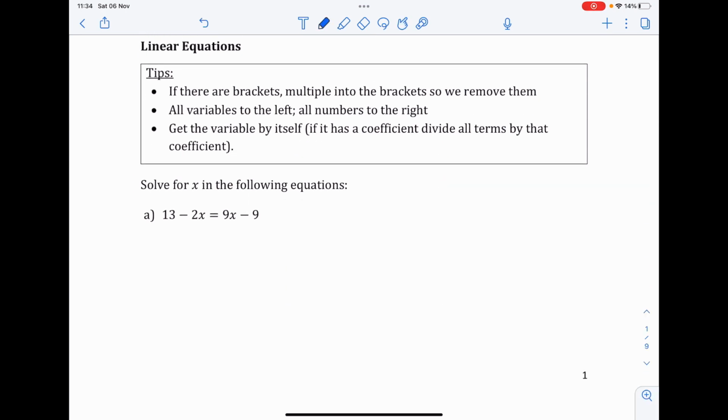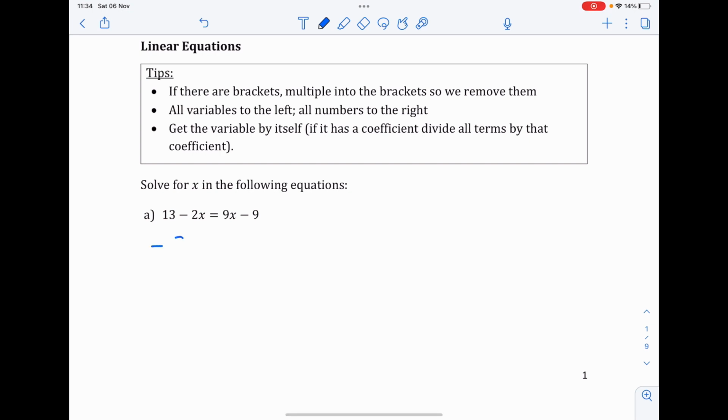So linear equations. So these are the most simple types. So if there are brackets, you need to multiply into the brackets to remove the bracket. Then all variables to the left, all numbers to the right, and then get the variable by itself, divide by the coefficient. Okay, so let's start this example. Solve for x in each of the following equations. 13 minus 2x equals 9x minus 9.